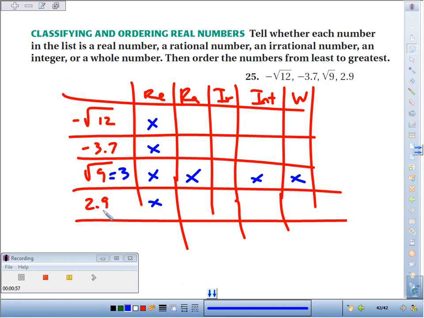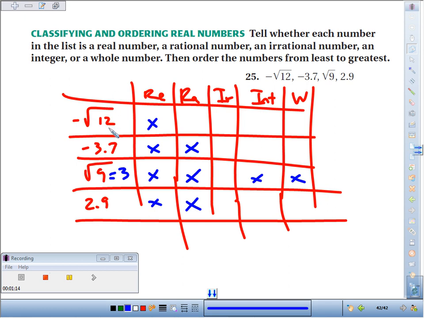2.9, is it rational? Sure, it's 2 9/10. Any terminating decimal is always rational. If it's rational, it is not irrational. Is it an integer? Nope, it's a decimal, which means it can't be whole either. Negative 3.7 is kind of in the same boat. It's rational. It's a terminating decimal, but it's not an integer because it is a decimal, and therefore it can't be a whole number either.